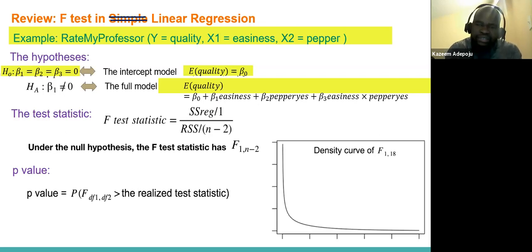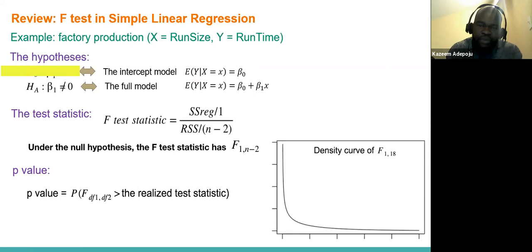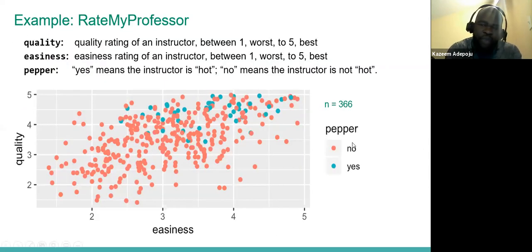Don't forget, I'm going to walk you back now so that you'll be able to see the nature of the pepper yes that I talk about. Look at that. The pepper is categorical: yes or no. When I write pepper yes, it means that predictor is 1. Pepper yes equal to 0 means I'm talking about no, and pepper yes equal to 1 means I'm talking about yes. So just take note of that.